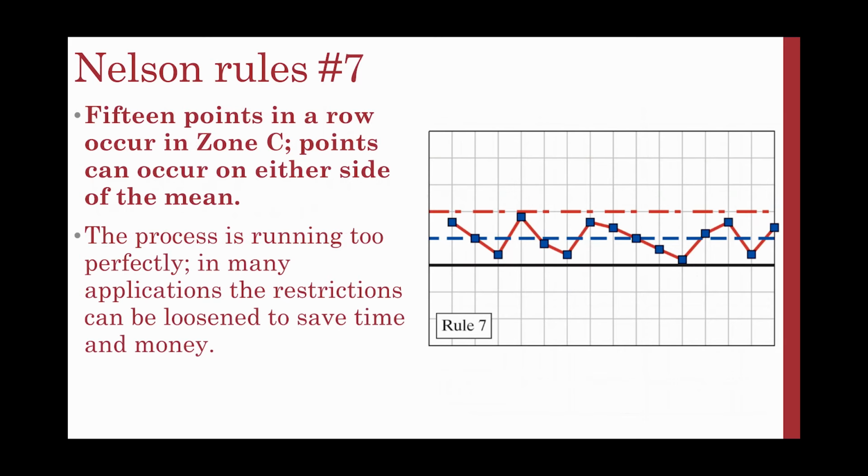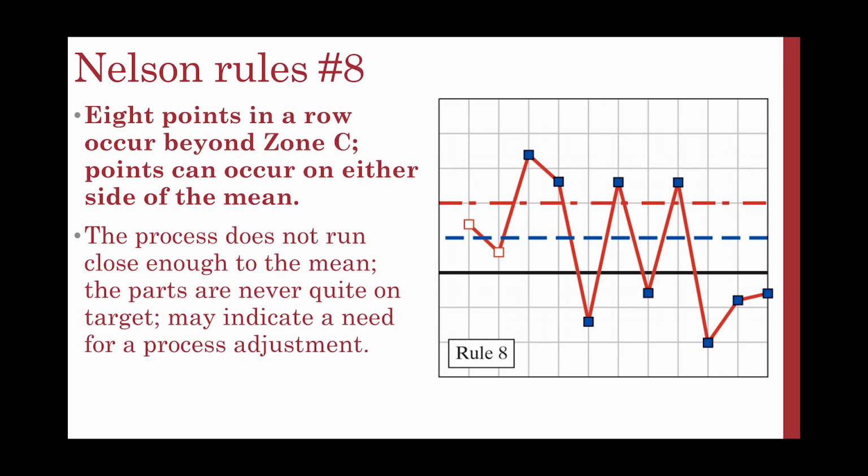If 15 points in a row occur in zone C, points can occur on either side of the mean. So if you have all of these points occurring in your tight 1 standard deviation zone, it basically means your process is running too perfectly. So you might be able to loosen up some restrictions and possibly save yourself some money. And rule 8 is 8 points in a row occurring beyond zone C. The points can occur on either side. The process doesn't run close enough to the mean, so your parts are never quite on target, and you might need to adjust the parameters of the process to tighten up.